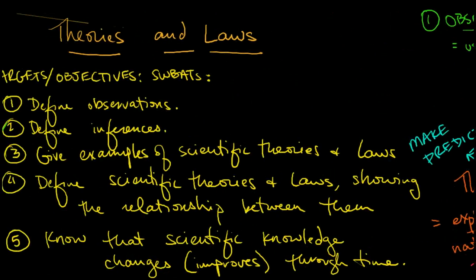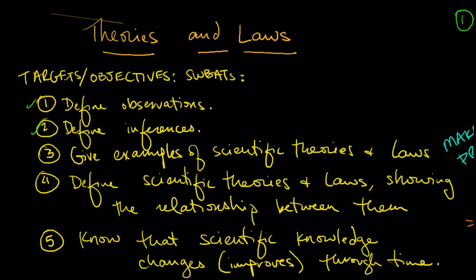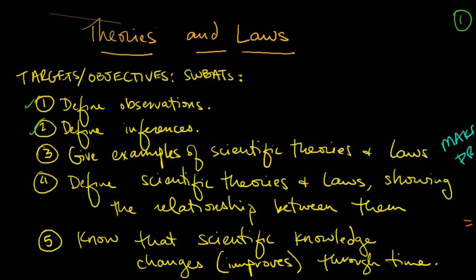Know that scientific knowledge improves through time. Again, theories change, explanations change as we collect new evidence, and that evidence doesn't match our current explanation. So what we're doing, in fact, is improving our scientific knowledge. So let's go back and check these. Can you give examples? I hope so. Can you define them, showing the relationship? I hope so. And that scientific knowledge changes through time. Okay? Jot down any questions you have, and we'll talk about them.